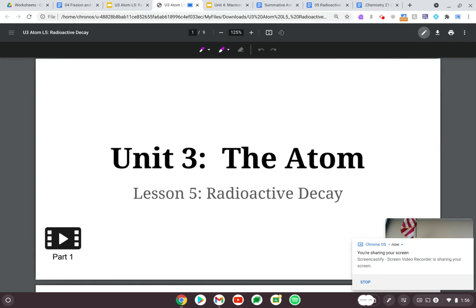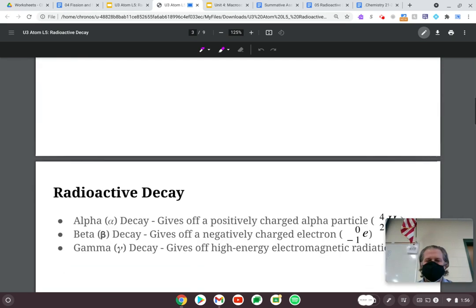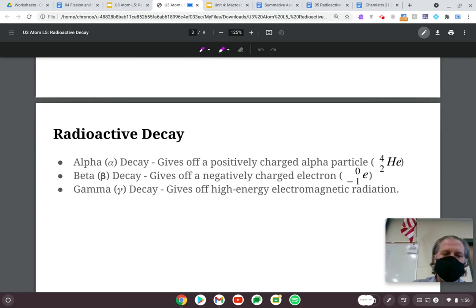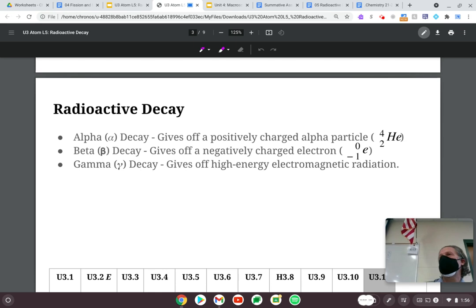So Unit 3, Lesson 5 talks about radioactive decay. Here we have 3 different types of decay. They are not the only types of decay, but these are the 3 that we're going to focus on. The first one is alpha decay.